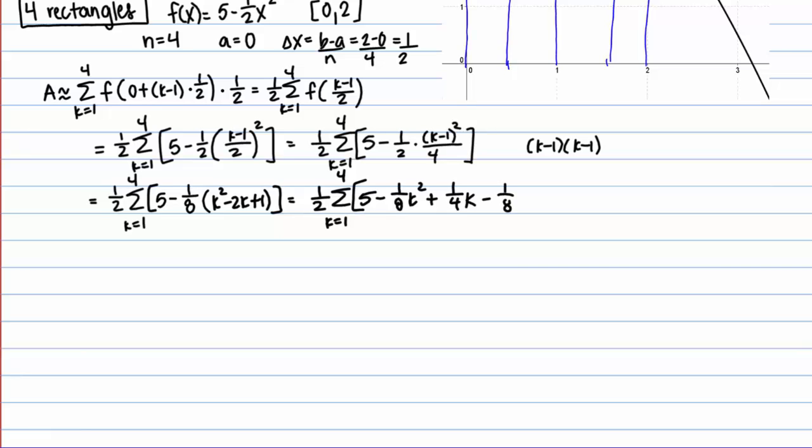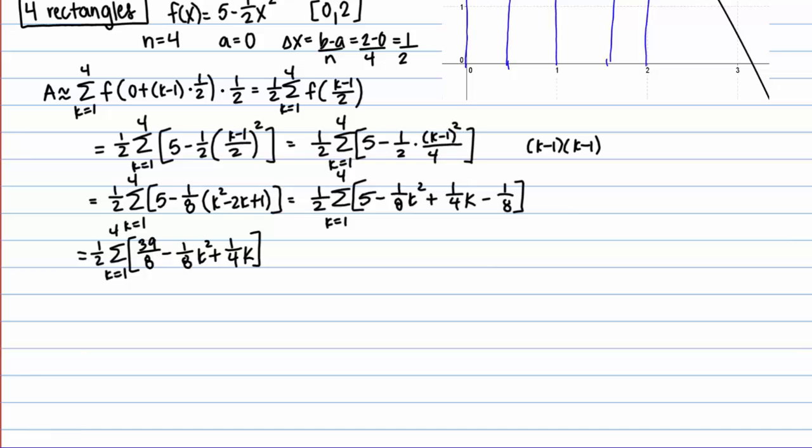And maybe one more step here before we start using our summation formulas. I've got 5 minus 1/8, so that's 40/8 minus 1/8, so that's 39/8 minus 1/8 k squared plus 1/4 k. Now I'm trying to get a numeric value. I've got 4 rectangles and they each have an area, so there's some numeric value to all this. So how do I get that?